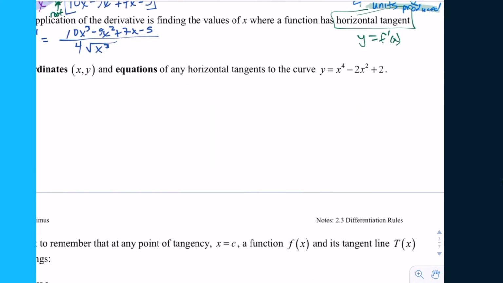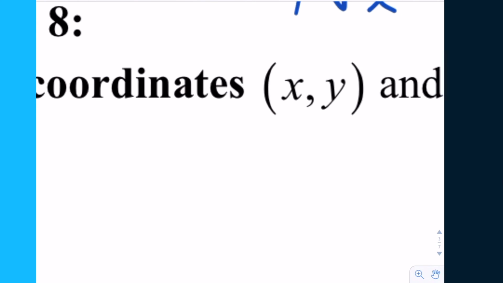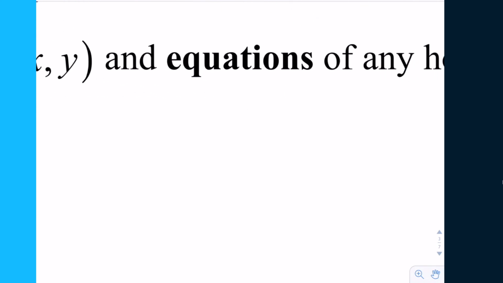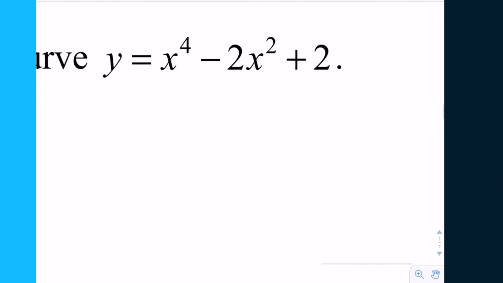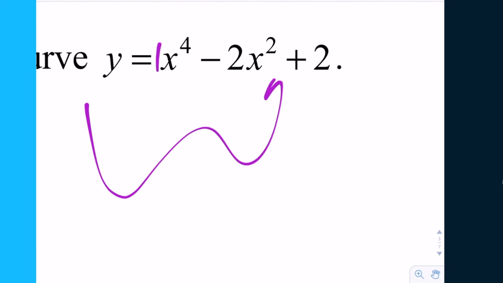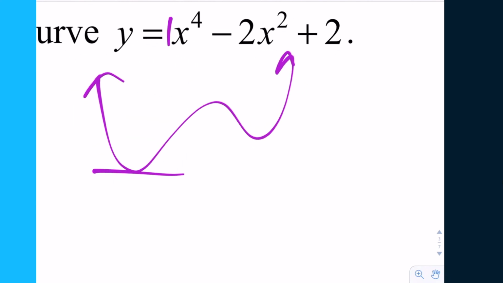All right, so let's go ahead and do that. It says find the coordinates x comma y and the equations of any horizontal tangent lines to the curve y equals that. All right, so that's a fourth degree polynomial with a positive leading coefficient. So the graph might look something like a W, like that, maybe, okay? But I want to know where they have horizontal tangent lines. So if you remember from like Algebra 2/Pre-Cal, a degree 4 polynomial can have at most n minus 1, in this case 3 local extrema.